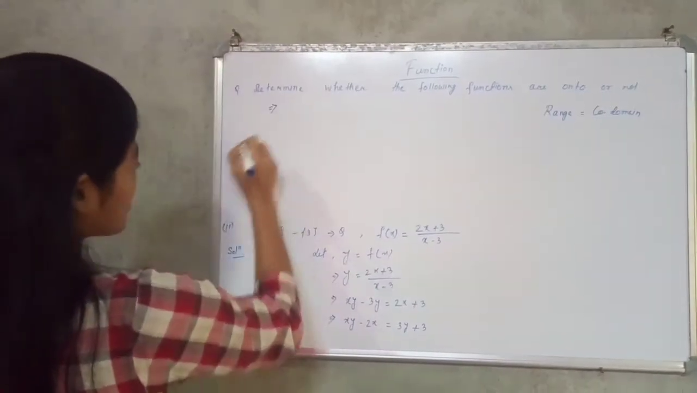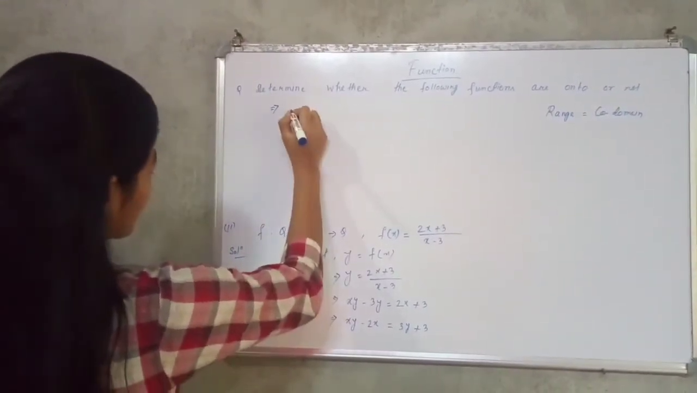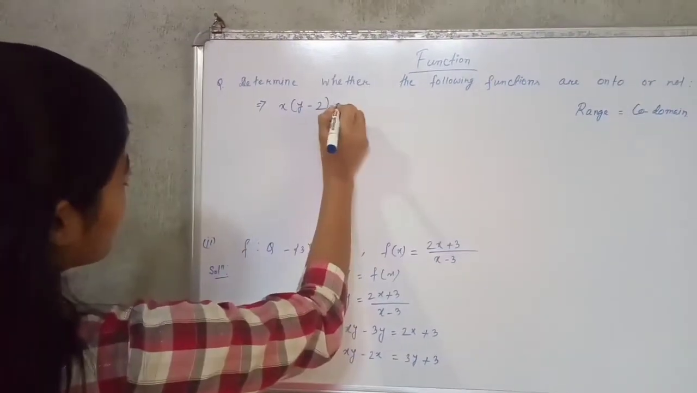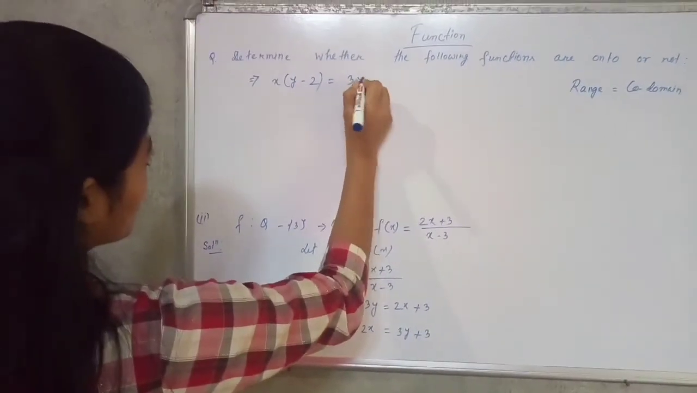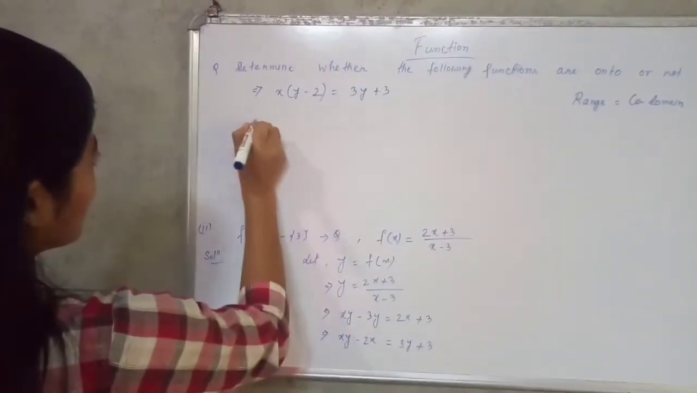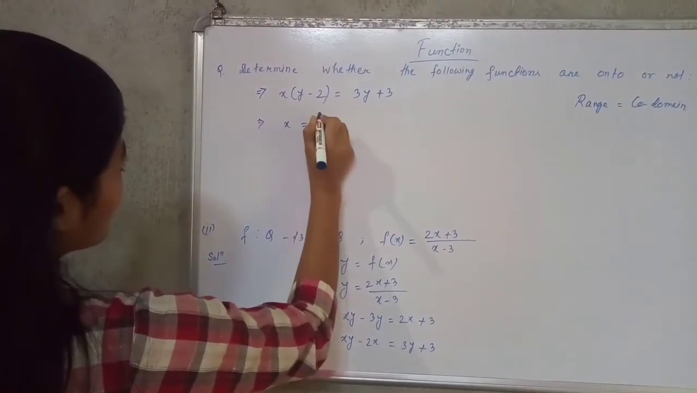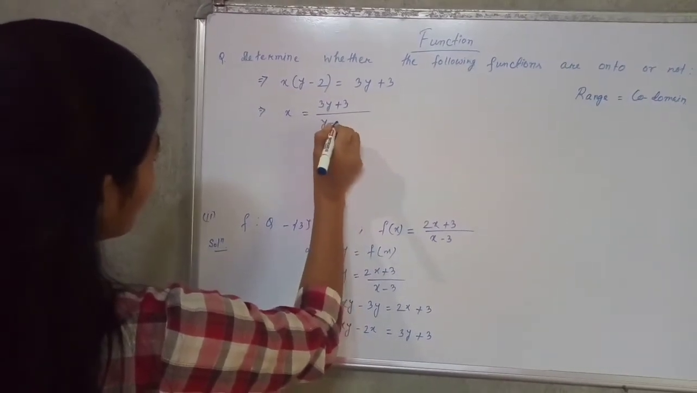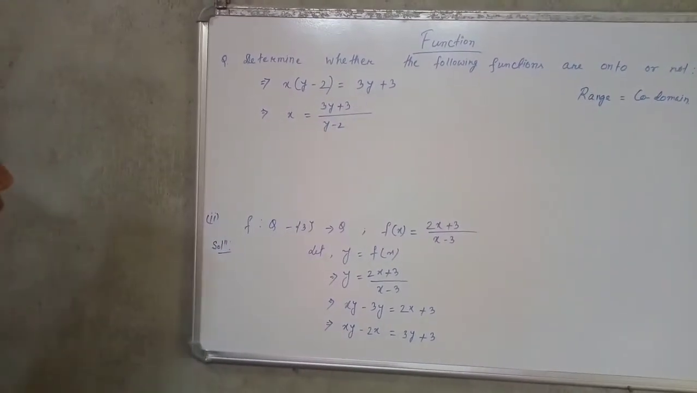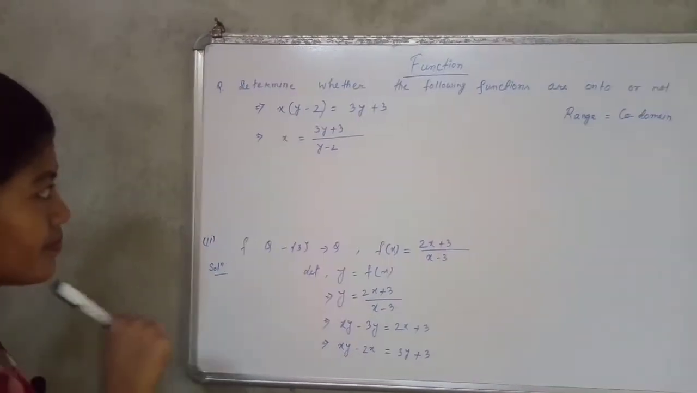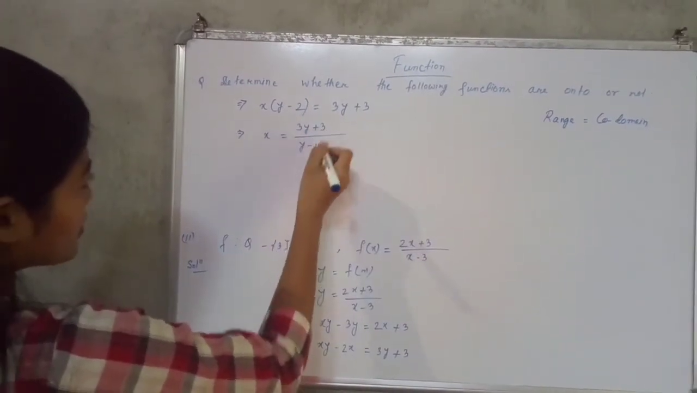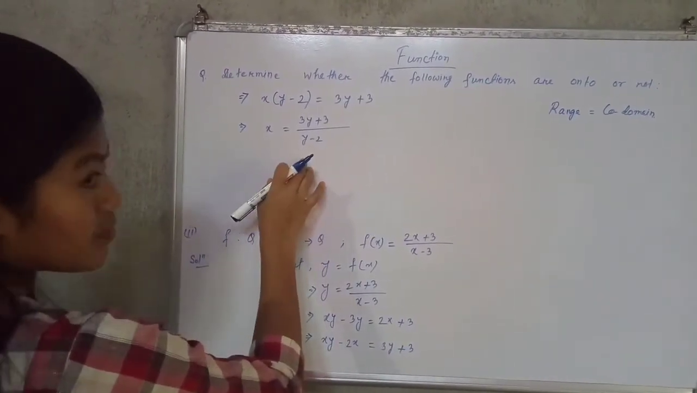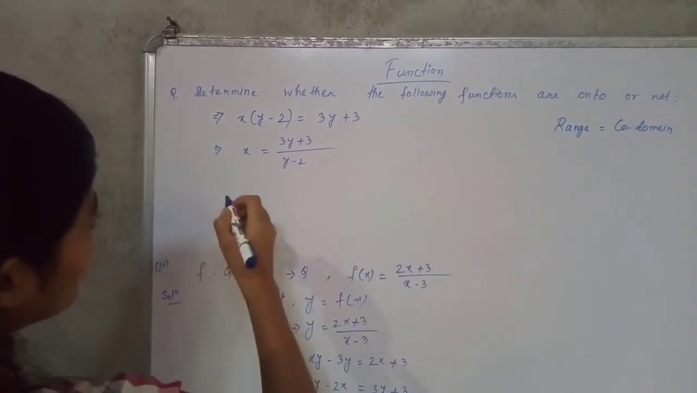Here we take x as common, then x into y minus 2 equal 3y plus 3. x will be equal to 3y plus 3 divided by y minus 2. Now this x equal to 3y plus 3 divided by y minus 2 will be defined, will exist, if y will not be equal to 2.